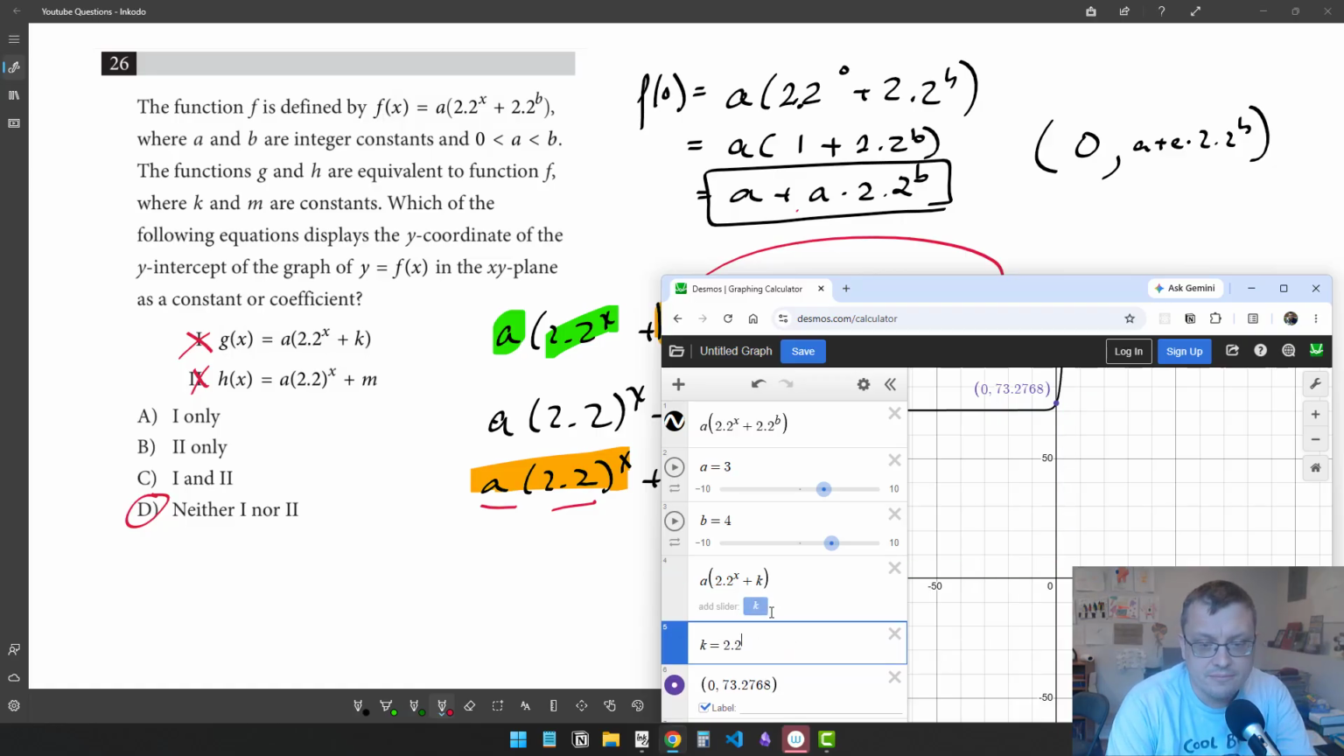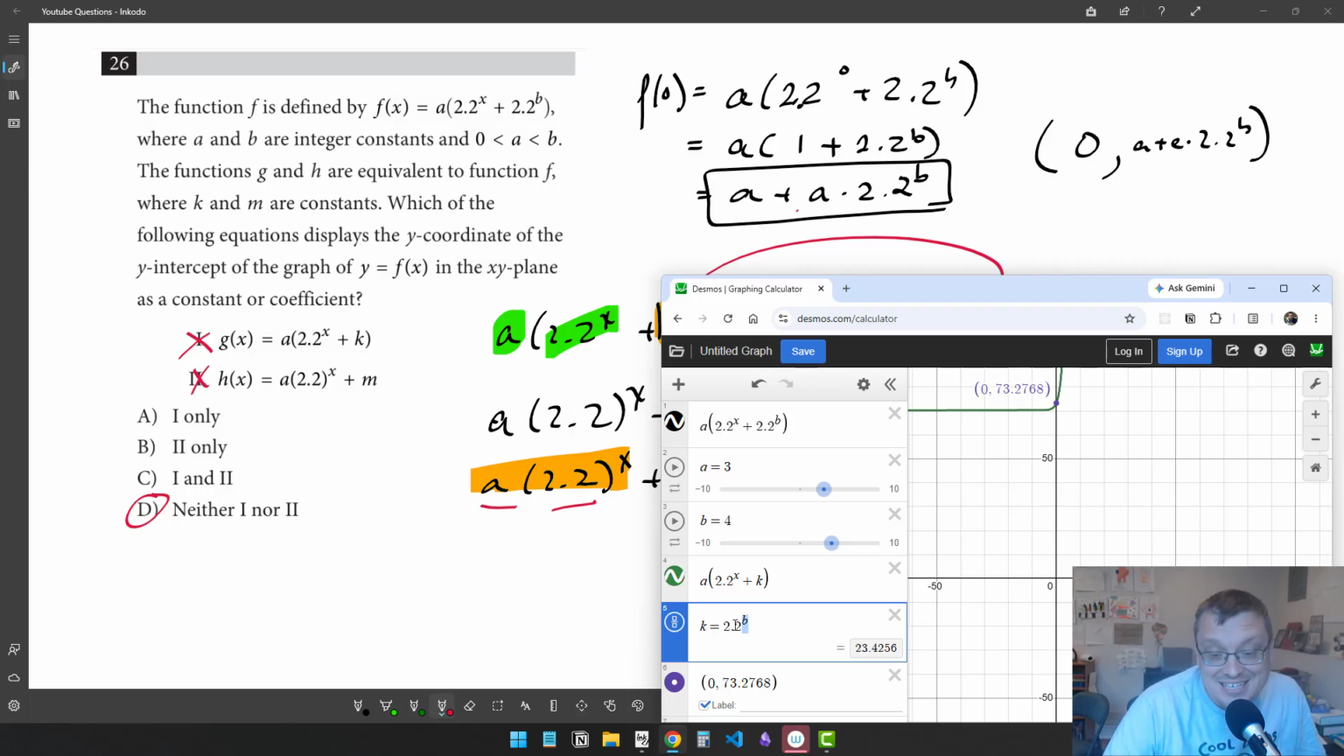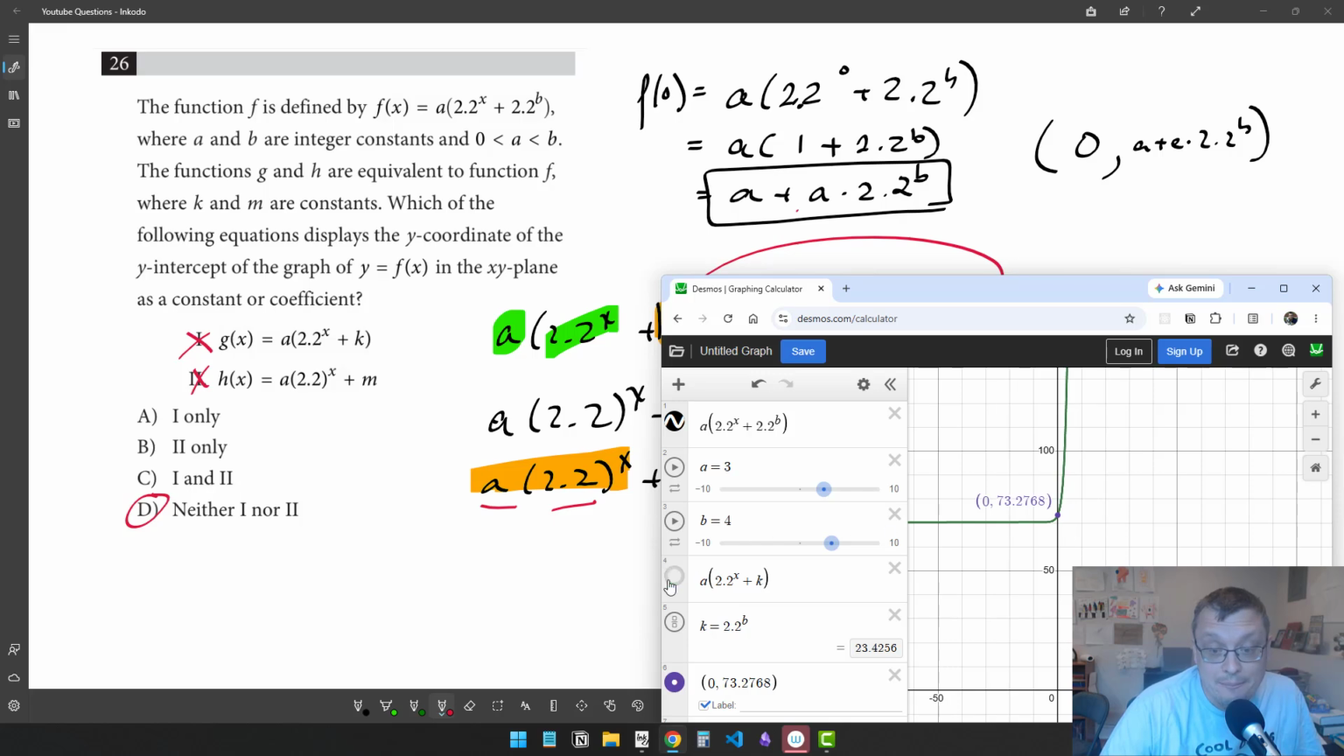So can I actually just do that here? Yeah, it does. So I'm going to say K is equal to 2.2 to the B. And now with this equation, you can see the green is overlapping, right? The black curve and the green curve are the same, so they are equivalent. But now I look, is A equal to 73.2768? No, it's equal to 3. Is 2.2 equal to that? No. Is K equal to that? No, K is 23.4256. That's not 73.2768. So none of these constants or coefficients are equal to the y-intercept of my original function. And so therefore, Roman numeral 1 is out.